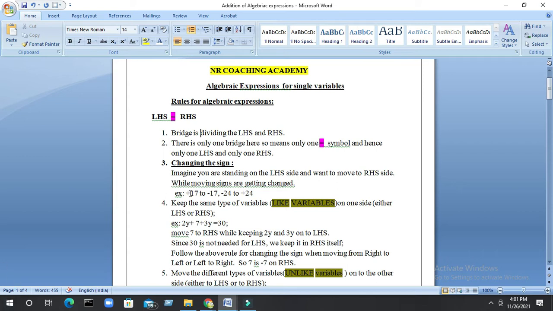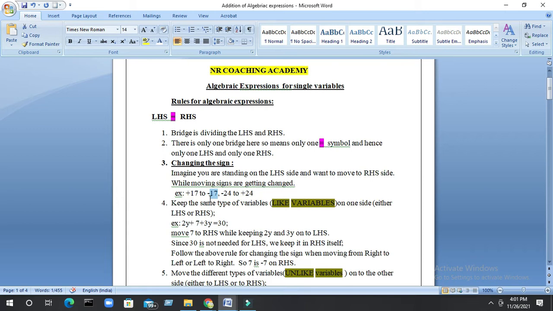I have given an example here. If it is plus 17, we make it minus 17. And if it is minus 24 on the left hand side, we make it plus 24 when we move it to the right hand side. The same thing is true when we have a constant or any variable on the right hand side and want to move it to the left hand side. Again it is a change of the sign. Plus changes into minus, minus changes into plus.